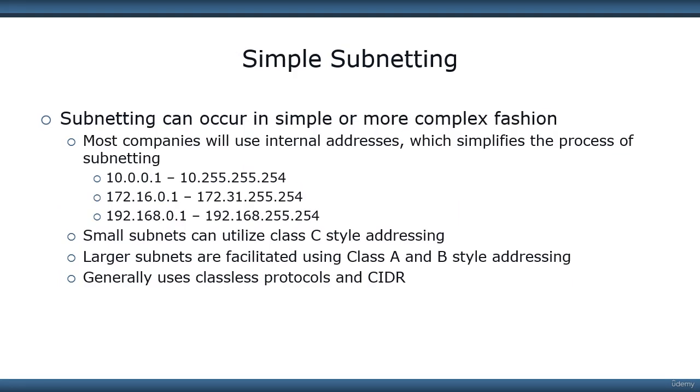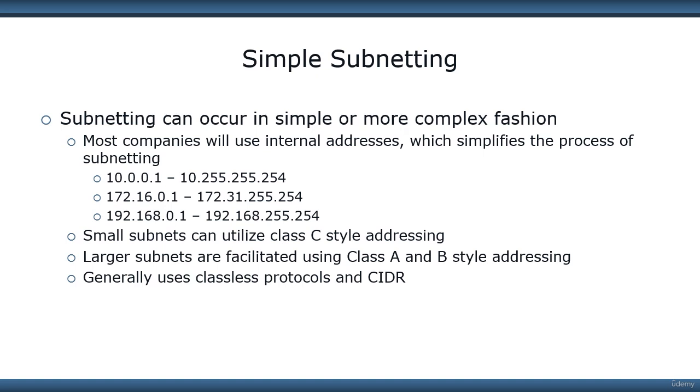So simple subnetting can occur, but complex subnetting can happen as well. Most companies use internal addresses. That's going to simplify the process of subnetting. If I choose 10, for instance, my network has addresses between 10.0.0.1 and 10.255.255.254. That's a ton of hosts, 16 million hosts. So it stands to reason that I could take some of what's used for host IDs and use it for unique network IDs. And if you're using internal addresses, you don't have to worry about it being registered or anything. It makes it very easy to do.